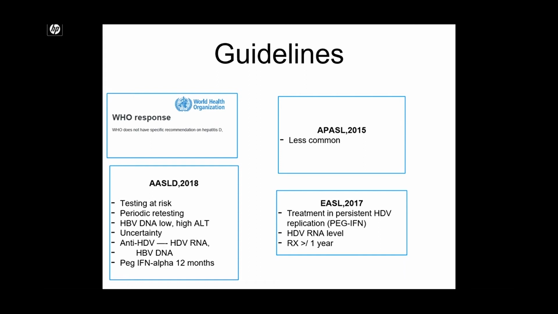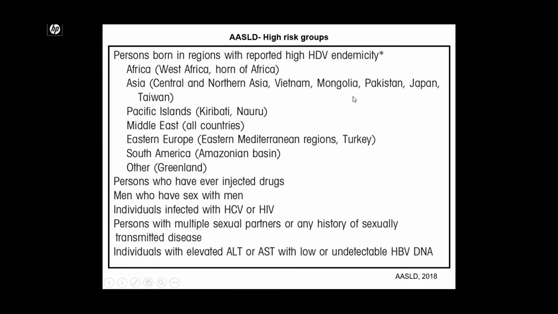I have said. So patients with suppressed viral DNA, yet having high ALT or advanced fibrosis, to test, and even uncertainty. So if the physician also has suspicion that this could be from hepatitis delta, uncertainty also, it's important to test. And it's recommended to test with these serologies of anti-hepatitis D virus, followed by RNA, with hepatitis B viral DNA to be checked. And it's recommended to use interferon alpha for 12 months, but recently actually 48 weeks of treatment is recommended. So these are individuals by AASLD high risk groups.